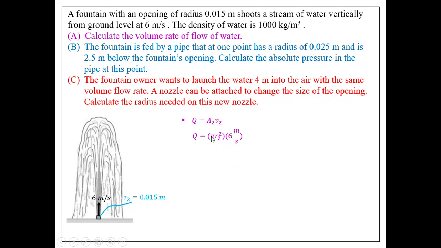A is just pi r squared, and V here is given as 6. R2 is given as 0.15 meters. If we square that to find the area of the cross section, times the speed when it leaves this particular junction above the ground, that will give us a flow rate of 0.0424 meters cubed per second, and that is your answer. Okay, that's it for part A.